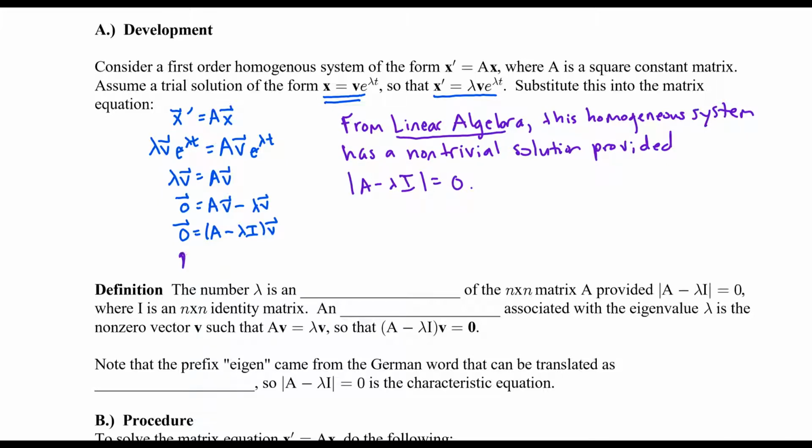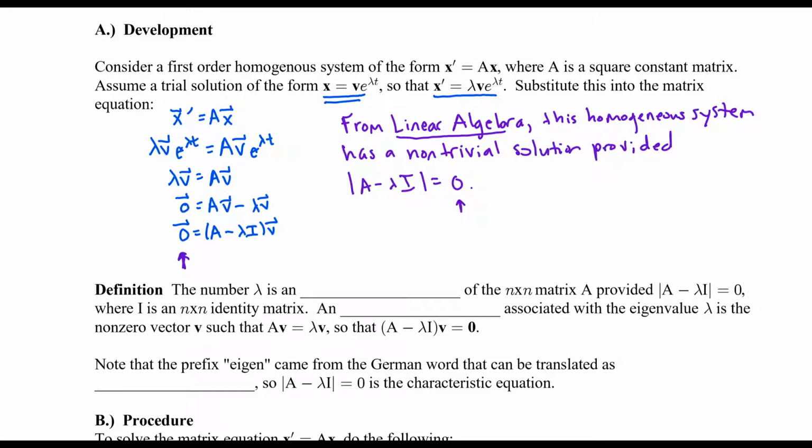This is a homogeneous system because we've got all zeros over here on the left side. And results from linear algebra show that such a system will have a non-trivial solution. That means substance to the solutions, not everything is 0, provided the determinant of A minus lambda I equals 0. Notice this is an ordinary 0 over here. That's the constant 0, whereas we were dealing with the 0 vector over here.